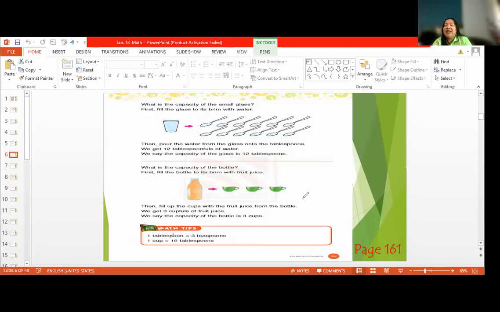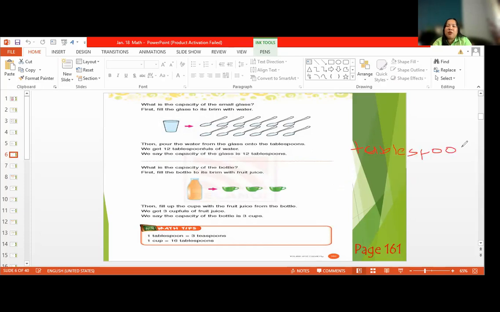So 3 teaspoons, then 1 cup. 1 cup of water is equivalent to 16 tablespoons, the spoon that you use when you are eating. So 1 cup of water is equivalent to 16 tablespoons. You understand it? Okay, I will ask you now. How many tablespoons?